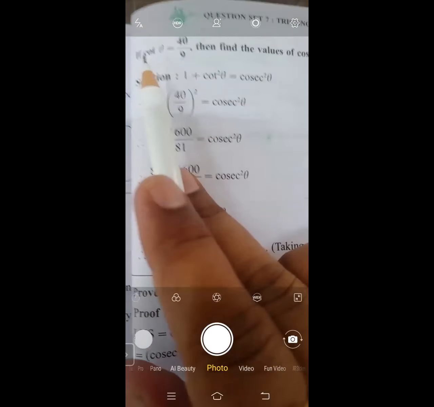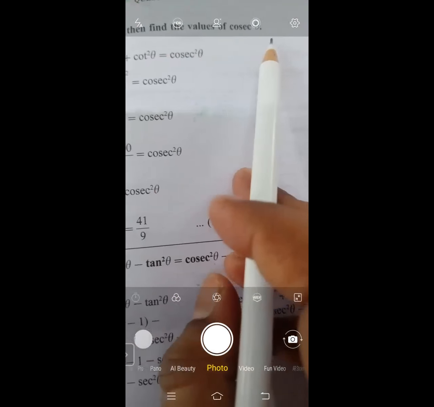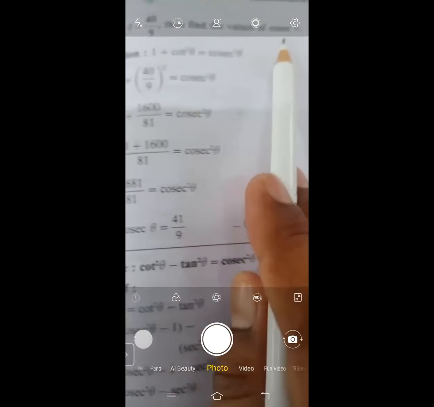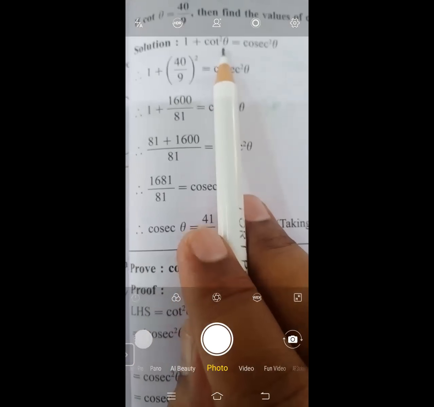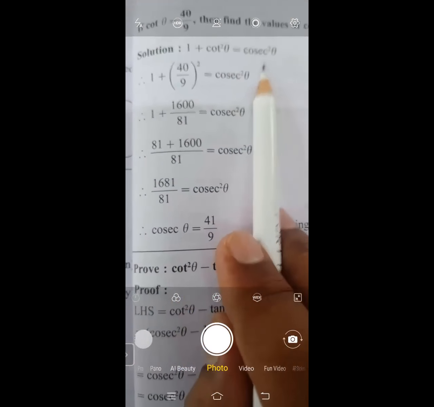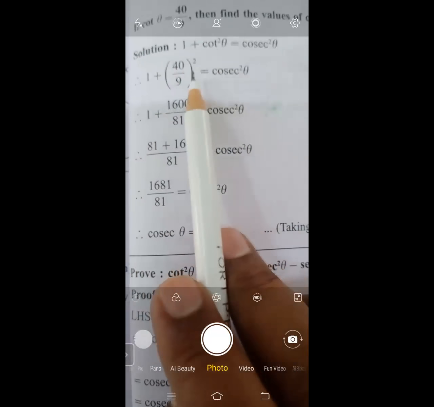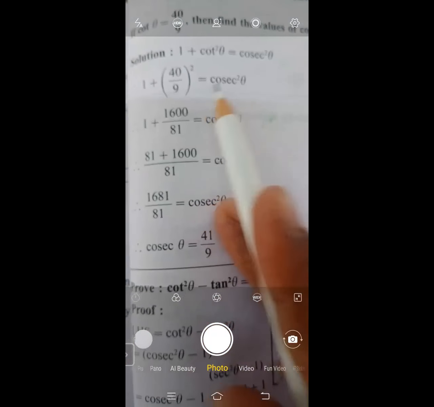Now, if cot theta is equal to 40 divided by 9, then find the value of cosec theta. Okay, what is given? Cot is given. And what do I have to find? Cosec I have to find. So I will use the identity in which cot is present, and I will be able to find the value of cosec square theta. So 1 plus cot square theta, the value of cot is 40 upon 9, substituted, square of that equals cosec square theta.